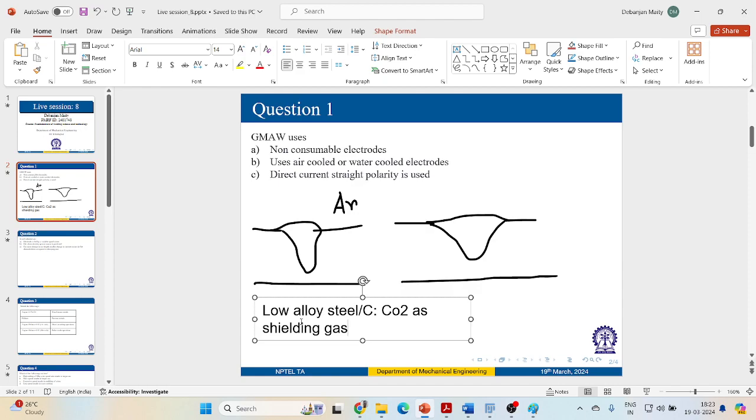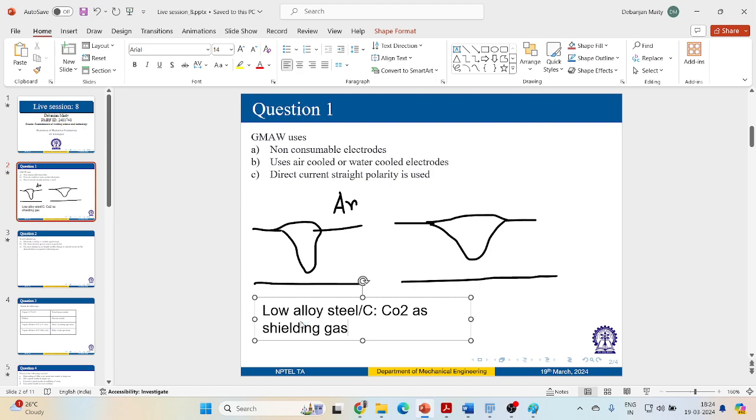Now, CO2 shielding produces a high level of spatter, and during that time a relatively low voltage is used to maintain a short arc to minimize spatter, right? Now I have talked about these modes of metal transfer also. So we have talked about globular transfer, then spray transfer, then short circuit transfer, right?